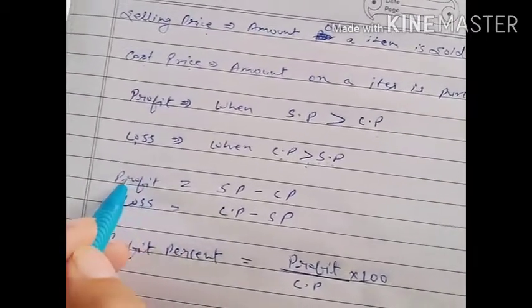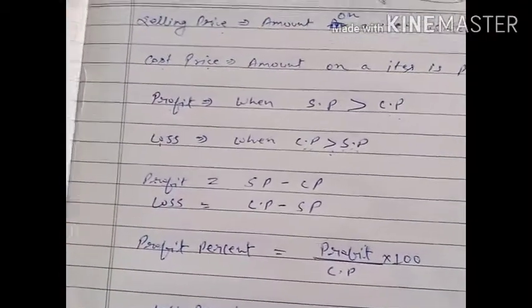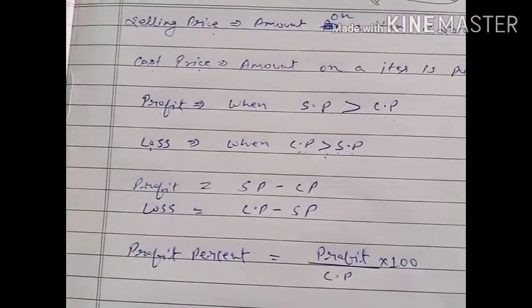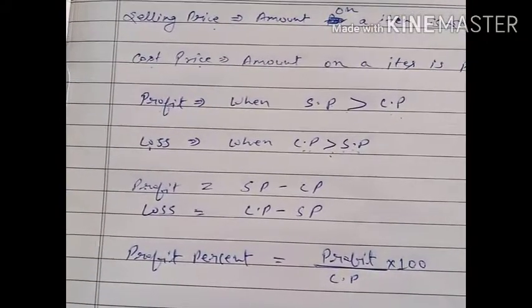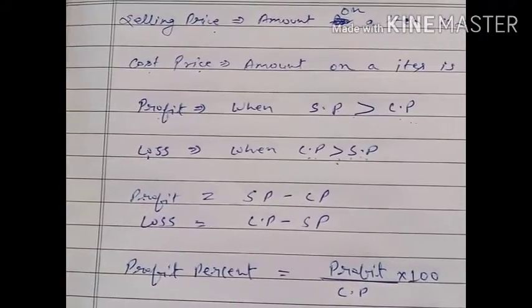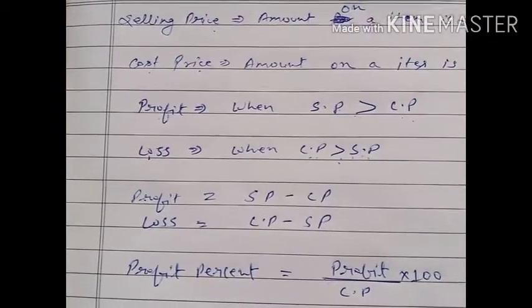So how we get the profit? Profit is equal to SP minus CP. We have to subtract the cost price from the selling price, and we get loss from cost price minus selling price.